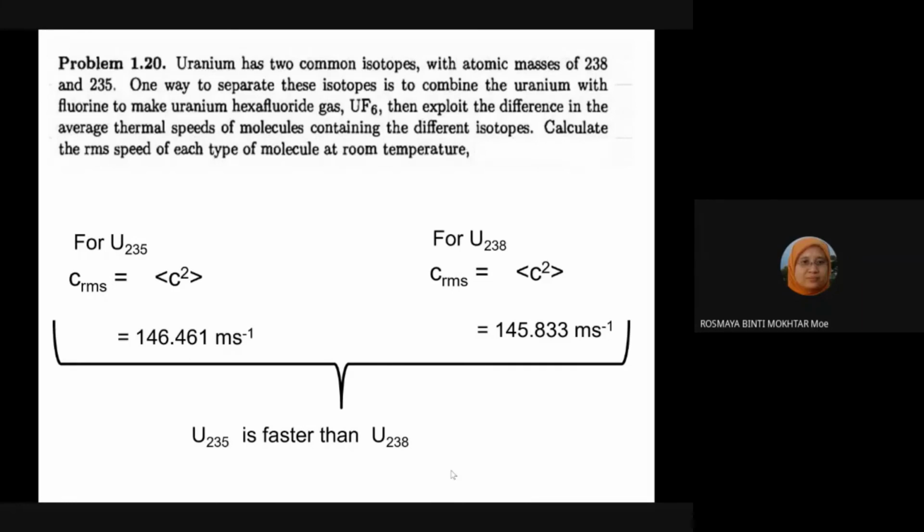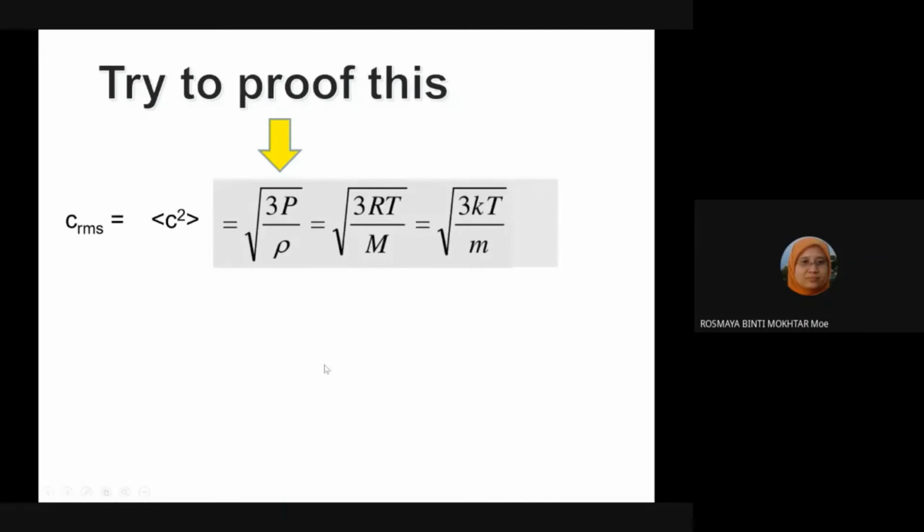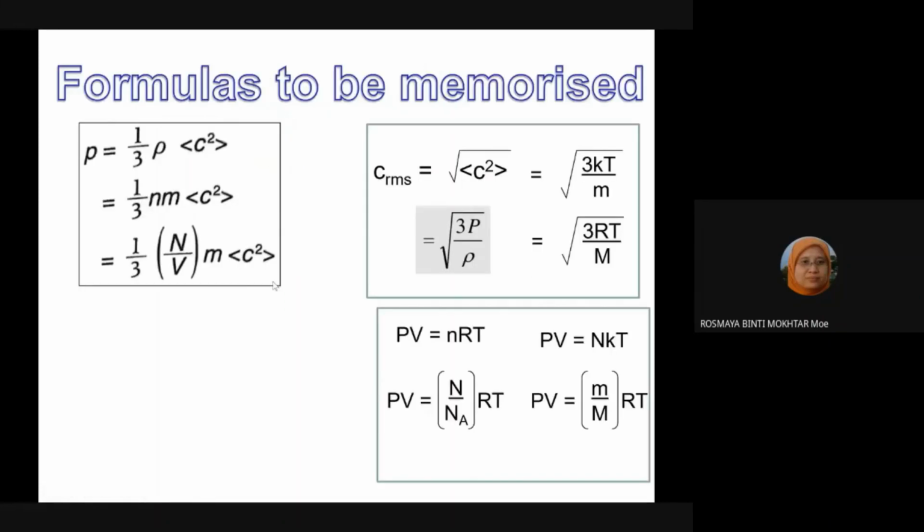Now we still have time, so I want you all to derive one more equation for RMS speed. These two are done already. The third equation is the square root of 3P per rho. This P is pressure. In the previous slide we used a small letter, so you can use a small letter. Rho is the density. So you can do this, and now I add another formula for the RMS equation.